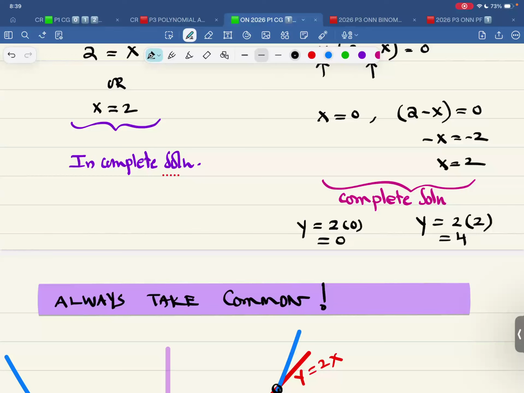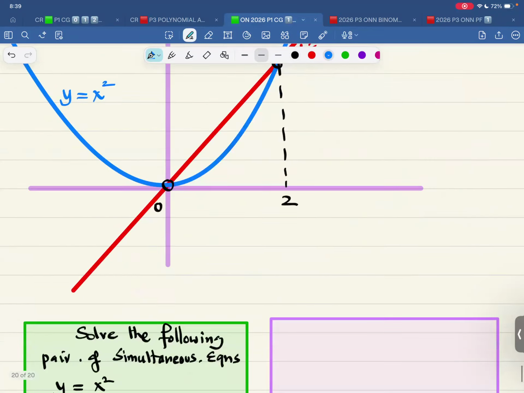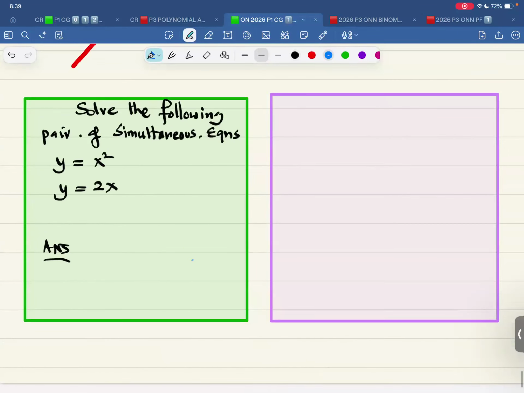So now what are we getting? We are getting when x is 0, y is 0. When x is 2, y is 4. So we are getting two answers. That is x is 2, y is 4. And x is 0, y is 0. So you write the answer as pairs. Got the idea?